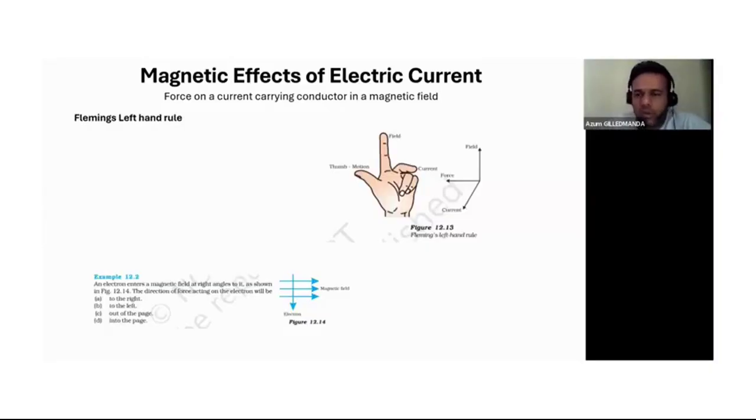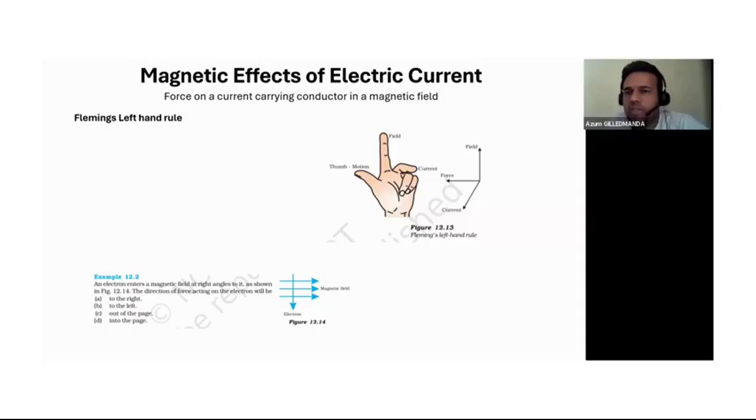Earlier we used the right hand thumb rule to find the direction of the magnetic field. Now here, we have three quantities: the current, the magnetic field, and the force that creates a motion. So there are three parameters here. How can the direction be found if we know two directions? That is about Fleming's left hand rule.